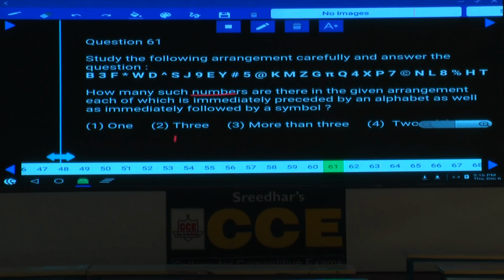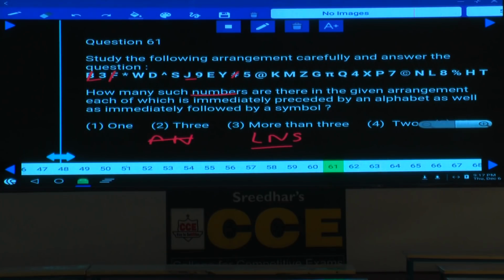Now the question is: how many numbers are there in the given arrangement, each of which is immediately preceded by a letter. Alphabet means letters should be there. Number preceded by a letter as well as followed by a symbol. Now what should be the sequence here? Letter, number and symbol must be there. Letter, number and symbol. This is a letter, number but not followed by a symbol. Next one, letter, number, letter, and number we should take. Now letter and number are there but it is not followed by a symbol.